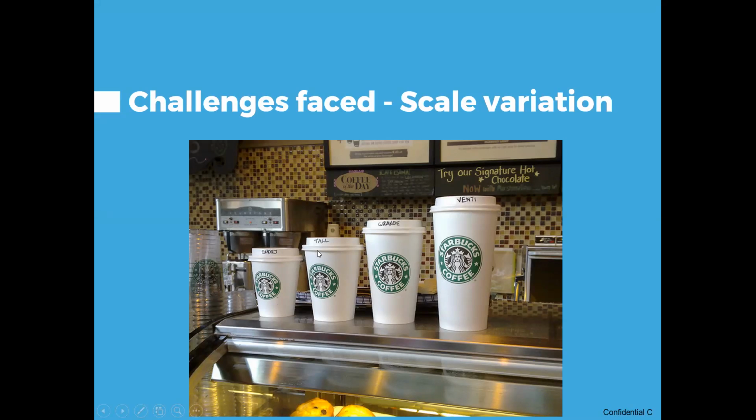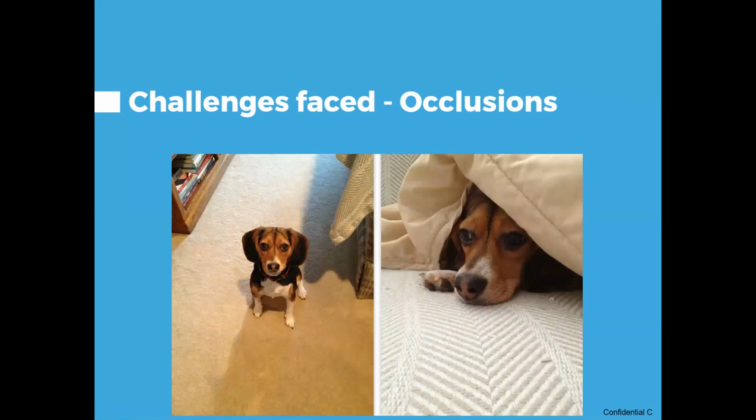It depends on the distance between the objects and the camera, so it looks like different objects at different scales, right? Though it is the same object, it looks different in scale. But the machine learning or computer vision algorithm has to classify it as a coffee cup regardless of the scale. Coming back to the next challenge, occlusions.